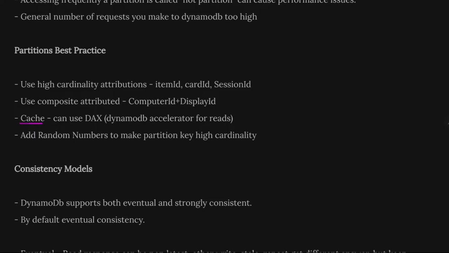We could also use a cache in order to avoid actual calls to the low level. So we have DAX, the DynamoDB Accelerator, for reads. Using random numbers is also a good way to make partition keys high cardinality. Hopefully, we would either have a composite attribute, something that would make sense to humans, that would also have high cardinality, or just high cardinality attributes.